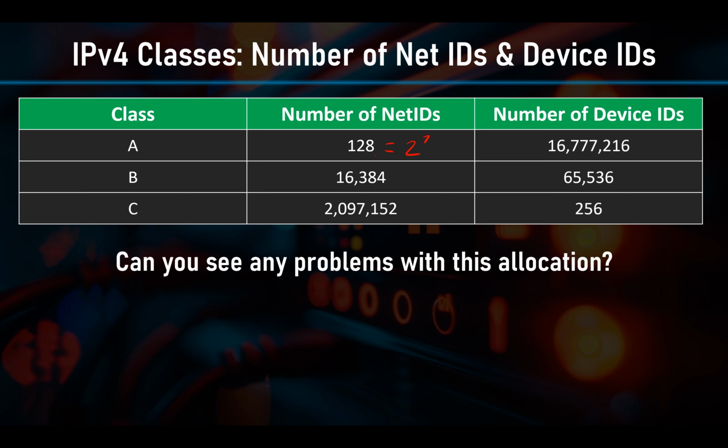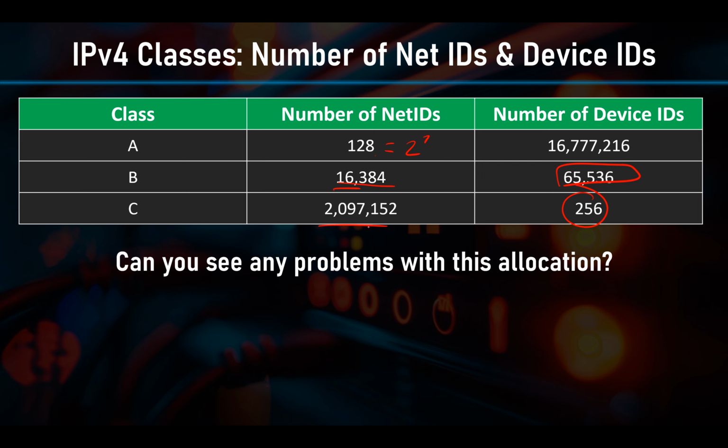Likewise, for Class B, there are only 16,000. And a lot of small businesses are going to want this. Let's say we have 257 different devices. Well, 257 is bigger than Class C can handle, so in that case we're probably going to want a Class B. We can actually combine 2 Class C networks together, but that's going to be a little bit difficult in terms of configuration. We're probably going to need a bridge or something just to connect those networks. So that's kind of a problem.